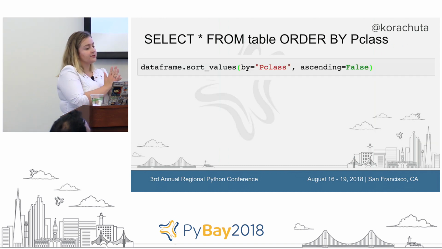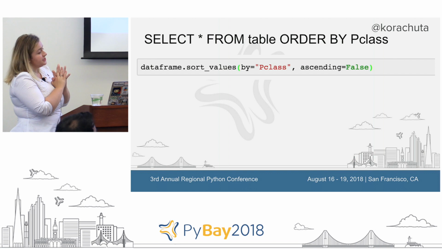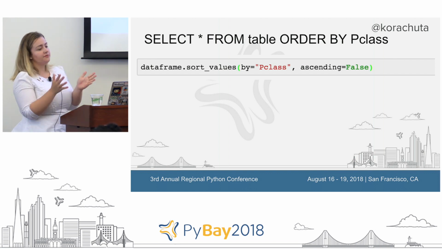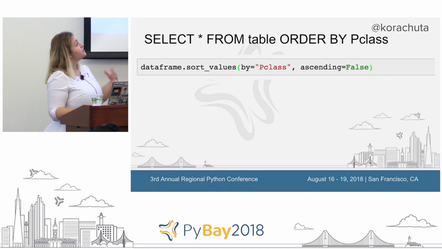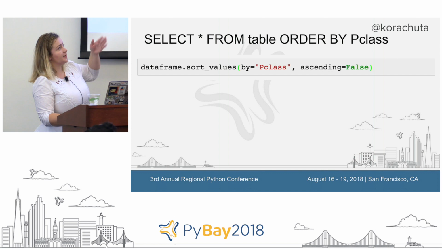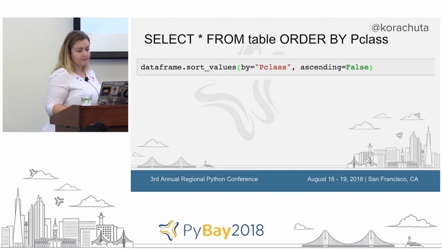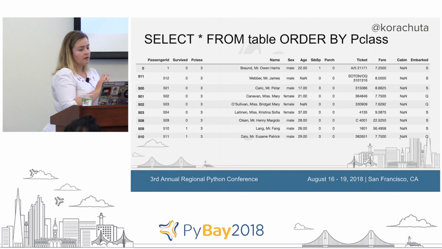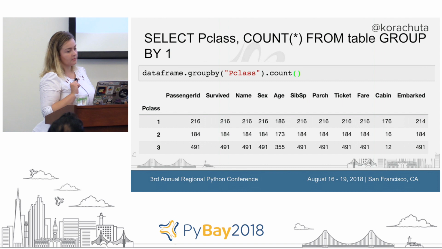Now, sorting values. So we do DataFrame.sort_values. Then we say which column we want to sort it through, and then I pass an argument of ascending equals false. The default is that the data will be ascending. So if you don't want that, then you need to pass that argument. Otherwise, you don't need to specify ascending equals true. And here we can see that this has indeed worked.